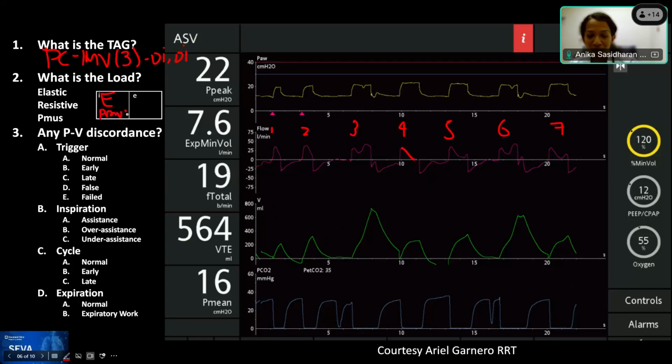And then same thing for exhalation. So the flow waveform is always passive in exhalation. We can see that we come back to baseline for most of these pretty quickly. Is that evident? Yep. All right, so we'll call this elastic as well. And then Ariel, did you mean PMUS for inspiration and expiration, or just inspiration?